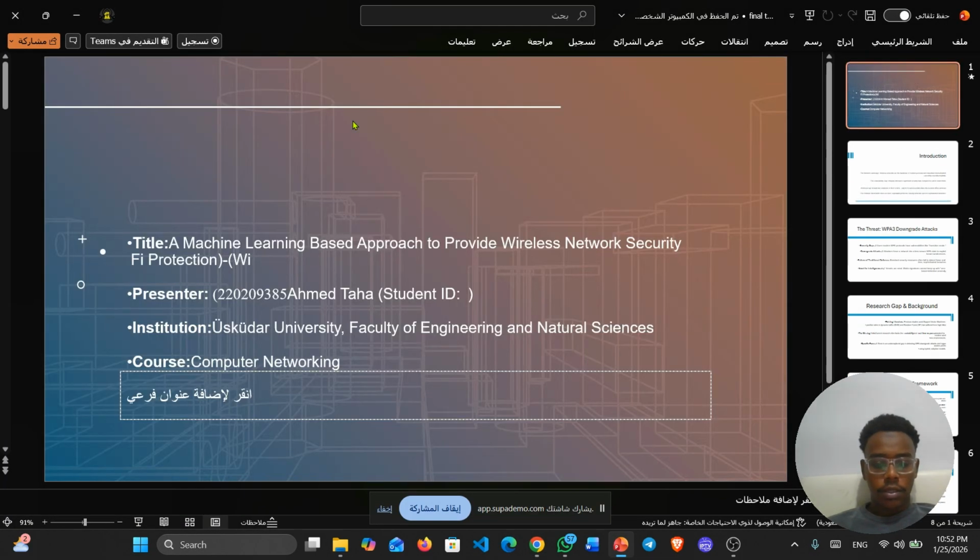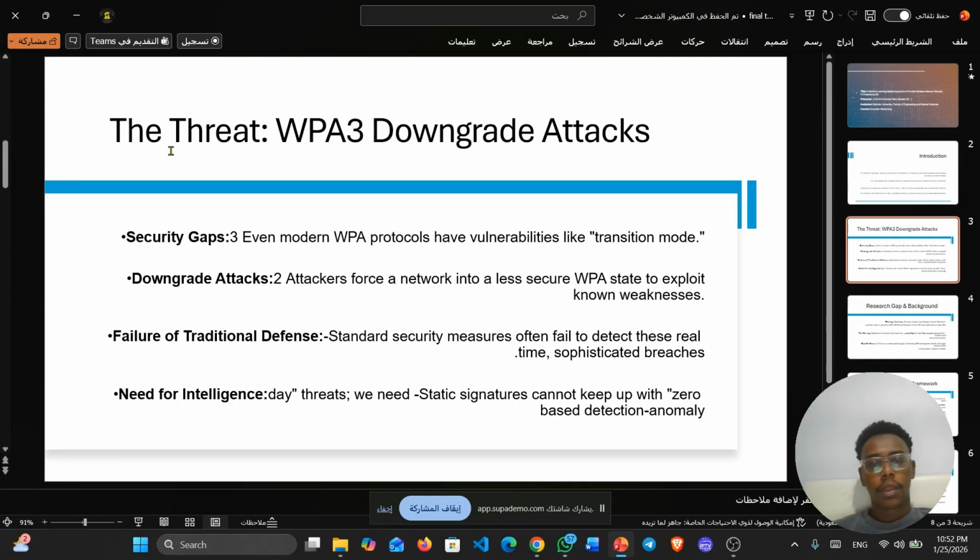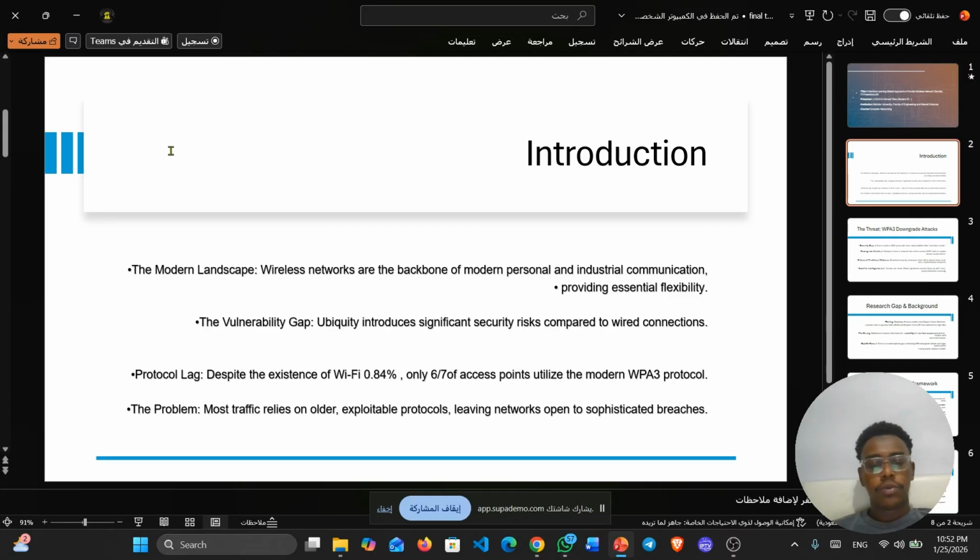Today I am presenting my research on wireless network security, specifically focusing on how we can use machine learning to protect Wi-Fi networks. Most of us use Wi-Fi every day, but we don't realize how vulnerable it is. Even with the new WPA3 standard, there is a major flaw called transition mode that allows attackers to perform downgrade attacks that force your secure connection back to an older, hackable version.